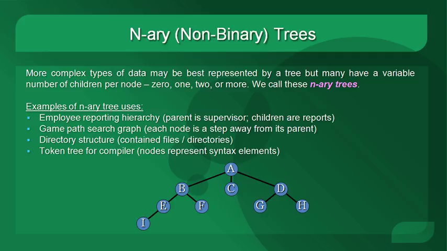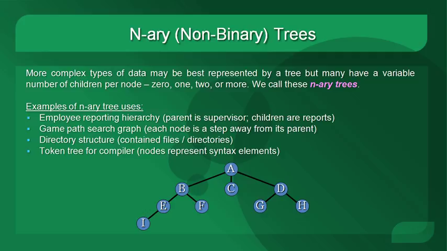An N-ary tree can be used in an employee reporting hierarchy, where the supervisor is the parent, and members of his team are the children. Teams can consist, of course, of different numbers of people. An N-ary tree can also be used in a game path search graph, where each node is a step away from its parent. Let's consider a player at a specific position. From that position, the player can move forward, turn right, or turn left. So we have 3 children in this case. Of course, here I'm only considering movements.